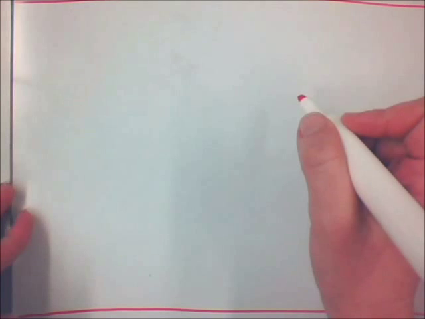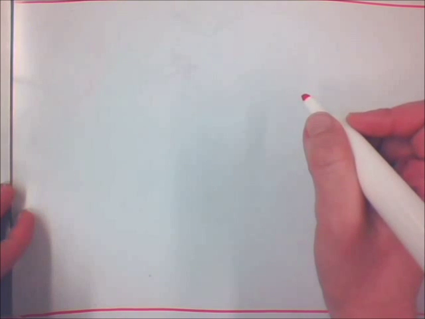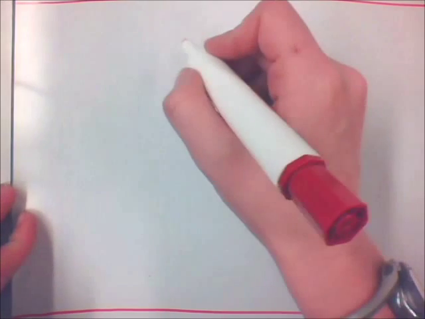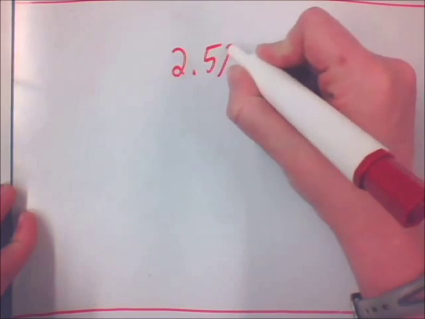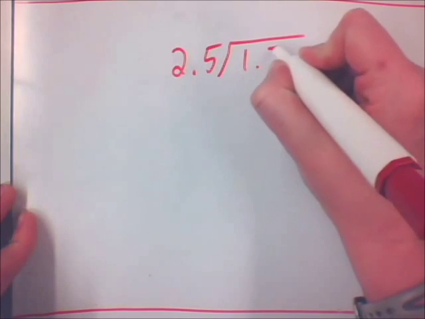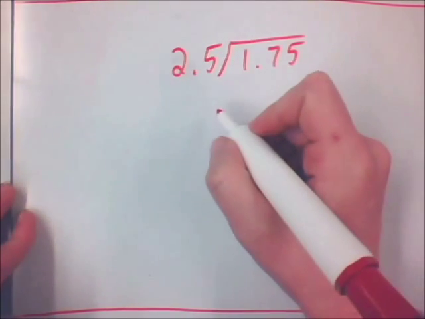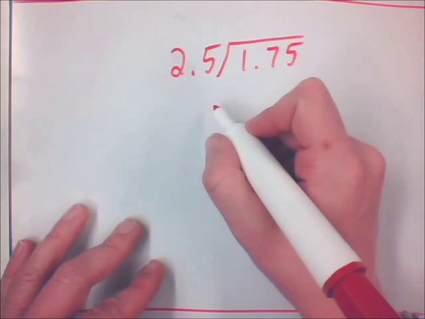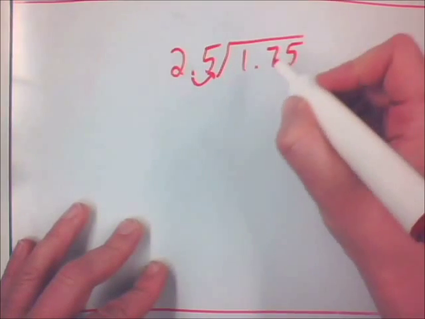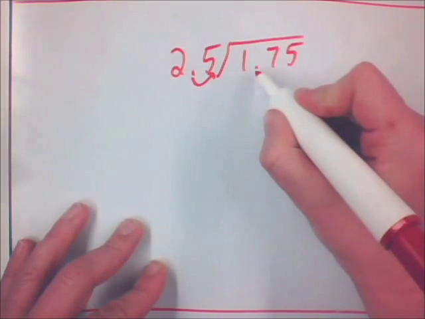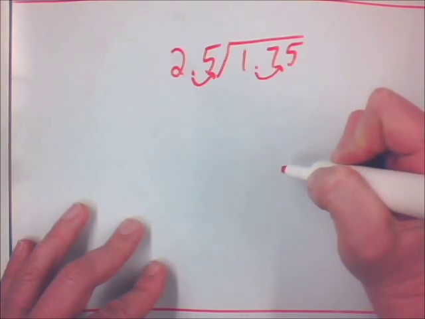Now we're going to get a little bit more interesting. We're now not just going to have decimals in the dividend, but we're going to have them in the divisor as well. So here's a problem a little bit different. 2.5 divided by 1.75. In order to do this, we've got to treat everything like it's a whole number. So I'm going to move the decimal one place over in the divisor, but anything I do here, I have to do over here. So I'm going to move it one place over here as well.